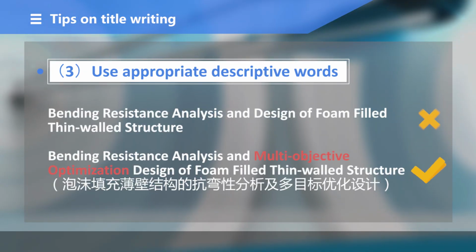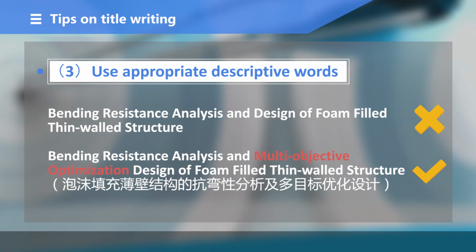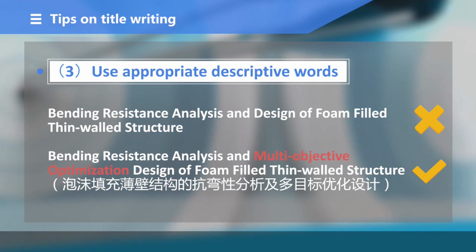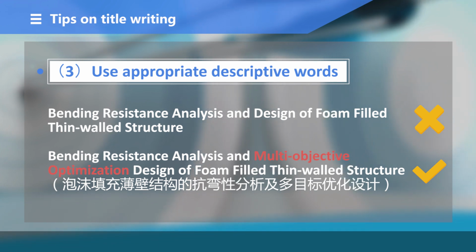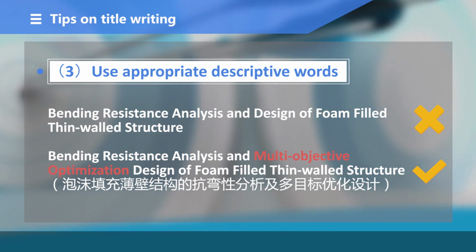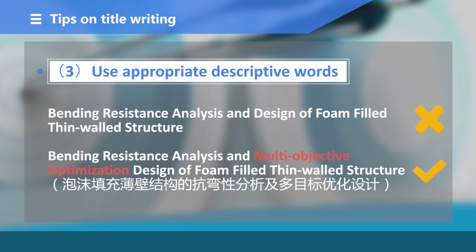Now, let's compare the 2 titles. With the descriptive words multi-objective optimization, 多目标优化这个具体的描述的词汇, then the second title is more specific. It enables readers to know what is mainly dealt with in the paper immediately. So this title, the second one, is better.